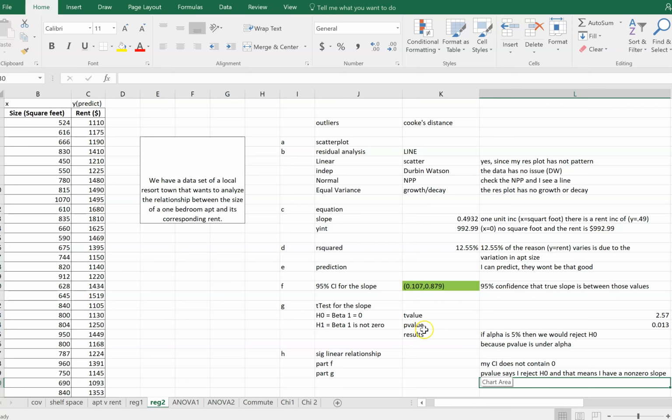My t-test for slope says I did a hypothesis test. My p-value is less than 5%, which means, according to my data, you have a very useful slope. Second thing I noticed, 0 is not in this confidence interval, which means my prediction line is pretty good. Now, by the way, I do have to put a little exclamation at the end. I only have 12% of the reason rent varies, which means if we pick another variable, it might have a higher r-squared, and that might be of more interest to me.